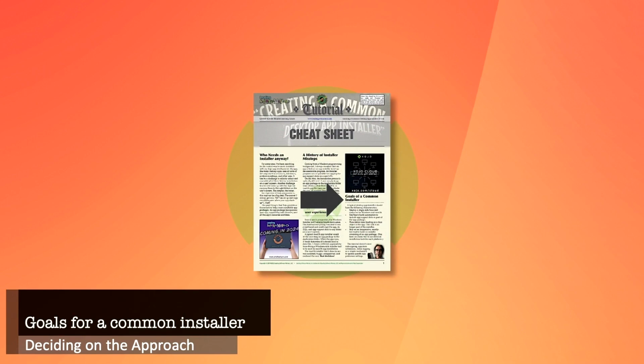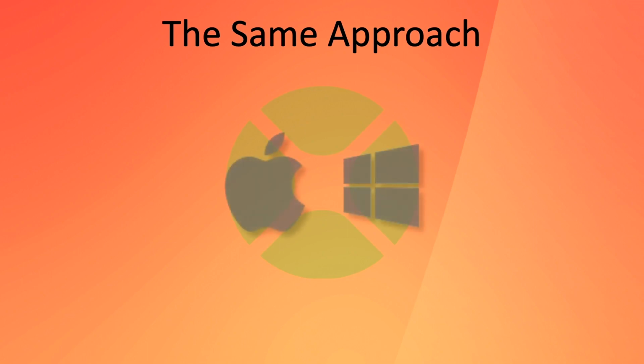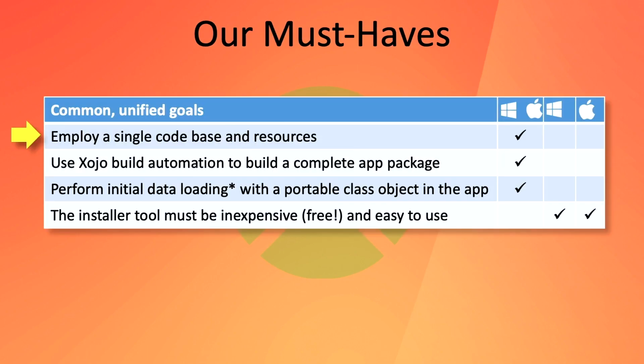So I want to go over very quickly what the goals of a common installer are. And what I wanted was a unified installer that could use the same generalized approach for both Windows and macOS. I didn't want to have special Xojo code for either platform at all. I thank goodness for Xojo's build automation, because that saved the day for what I was interested in doing, especially when you're trying to build to include your files and folders that go along with the app.